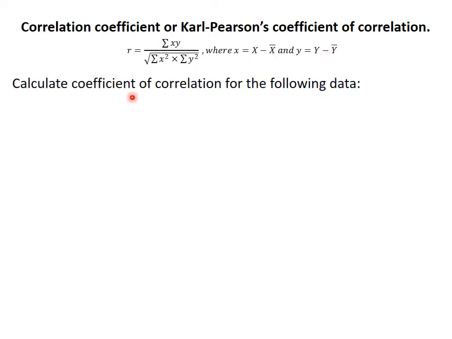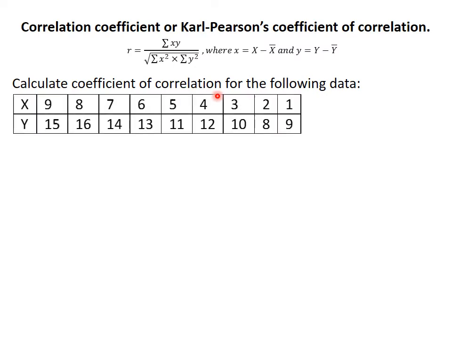Calculate the correlation coefficient for the following data. The values of x and y are given here. For this we are going to find the correlation coefficient. For that we have to find the values of x bar, y bar, then x minus x bar, then y minus y bar, then the product of these two and the sum of those, and the squares of these two, and find the sum of those.